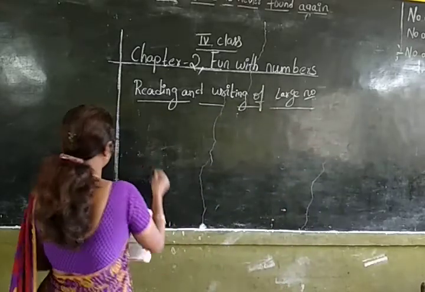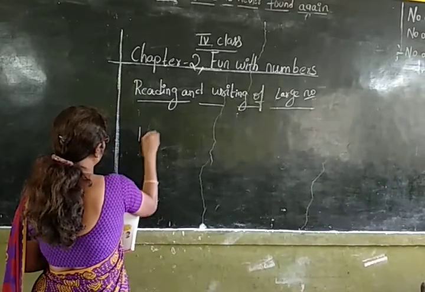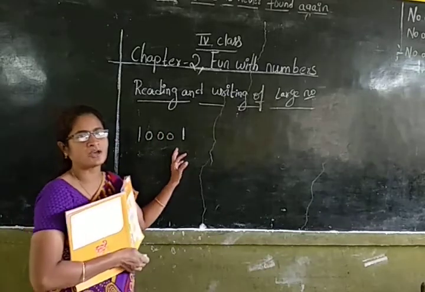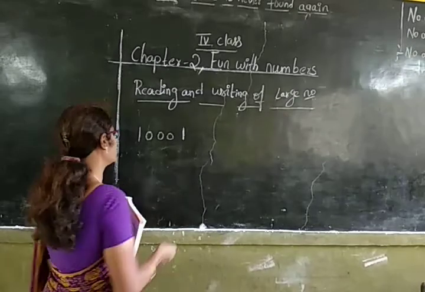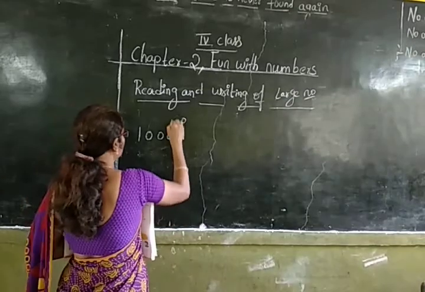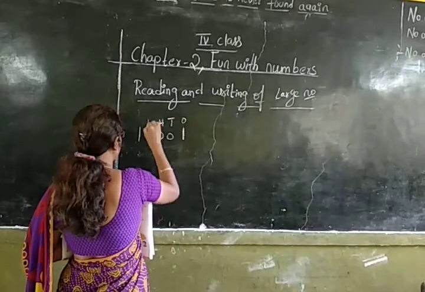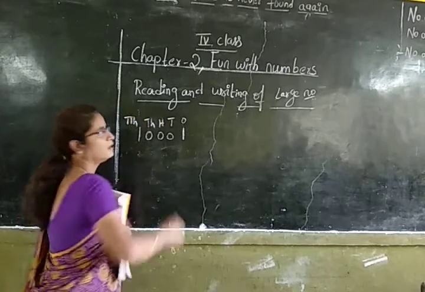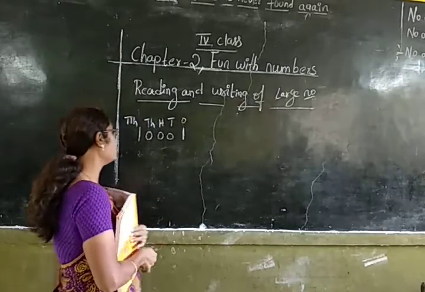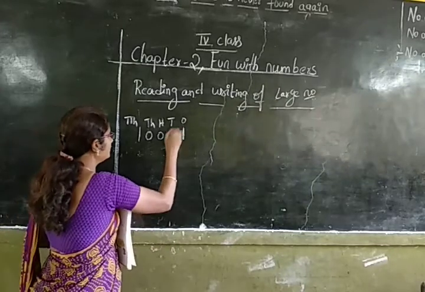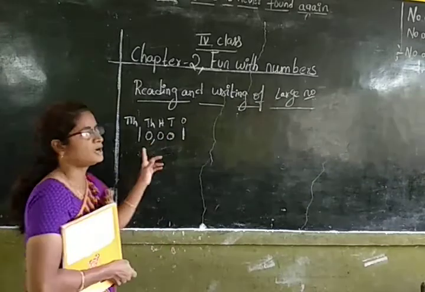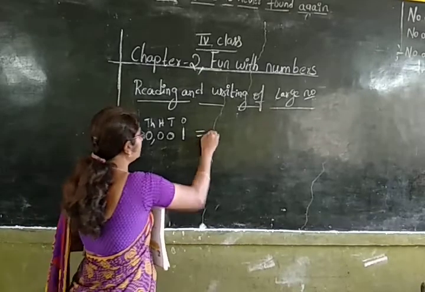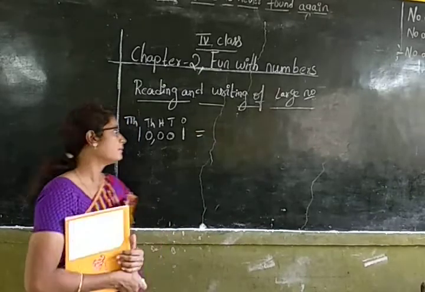Okay. Now let us read this number. For reading the number, first you have to write the places. Ones, tens, hundreds, thousands and 10,000s. After writing the places, you have to place the comma after hundreds place. Comma will help us to read the number easily.